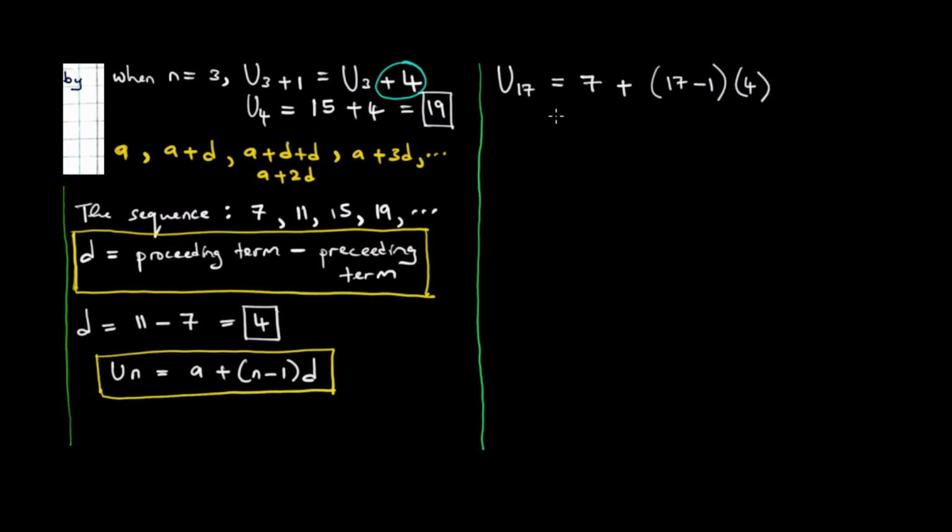So what is happening here? 7 plus 16 multiplying 4. So what is 16 times 4? 16 times 4 is equal to 64. So here it's 7 plus 64. But 7 plus 64 gives us 71.